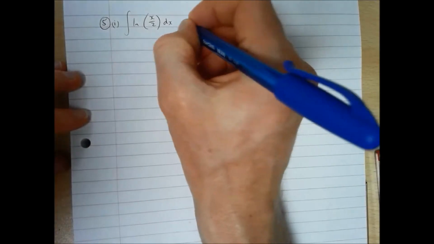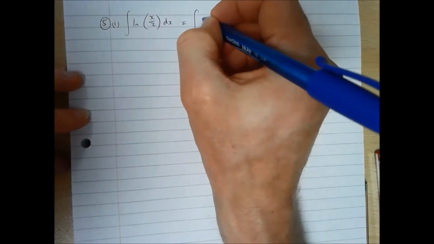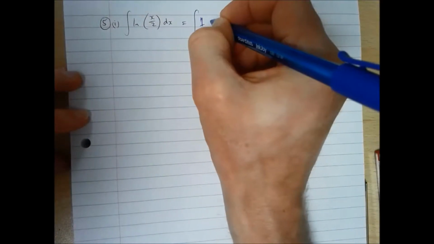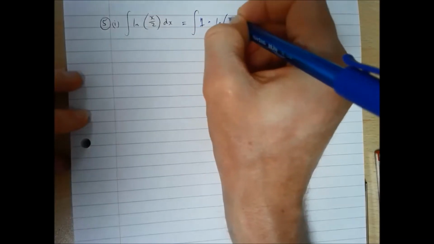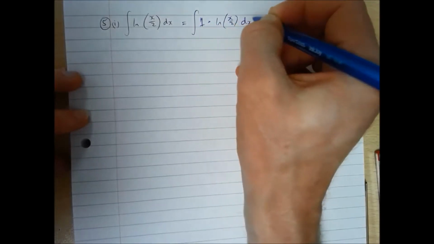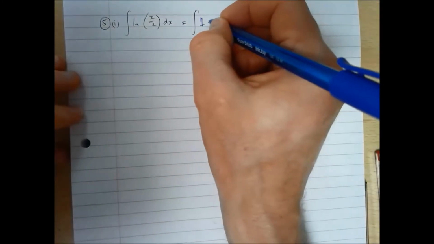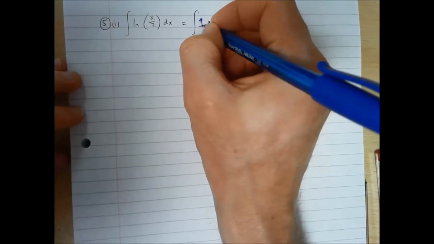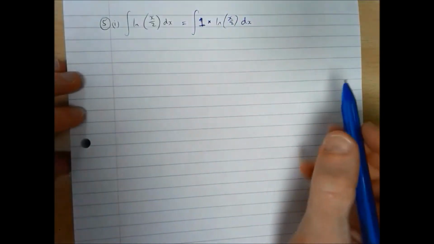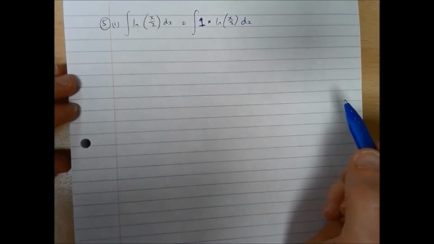Now, what we need to know for ln is a technique, it's like a trick, and the trick is to represent it as 1 times ln of x over 2. Clearly, ln of x over 2 is the same as 1 times ln of x over 2. By doing that, we've created a product, and when we're integrating products, we can use by parts.